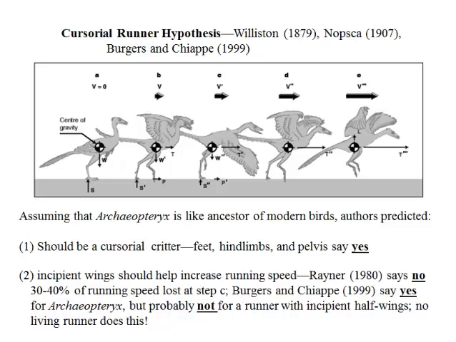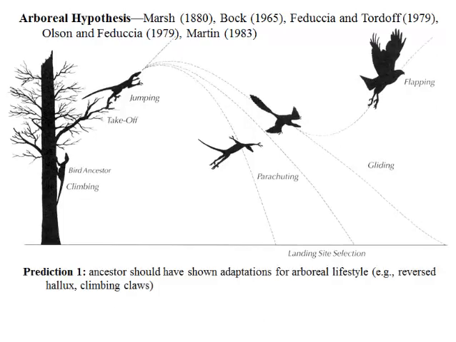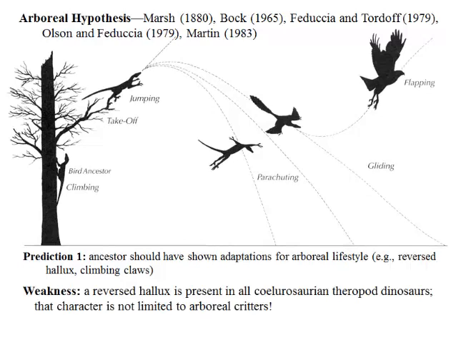So we still have a problem here of finding support for the hypothesis in terms of it really increasing forward running speed. The arboreal hypothesis, what sort of predictions follow here? Well, the ancestor should have shown adaptations for living in a tree, in the arboreal environment, like reversed halluces, backward-facing halluces, climbing claws, things like that. And indeed, you look, and these proposed ancestors do have reversed halluces.